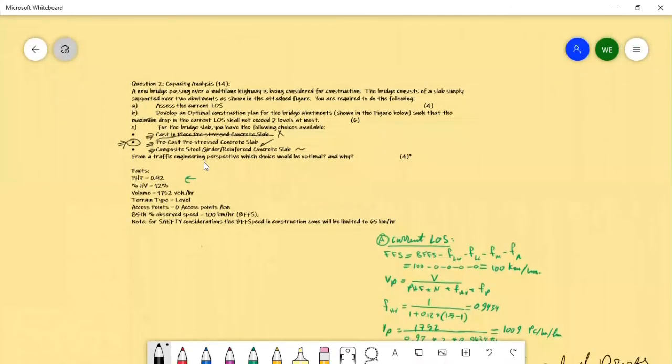Okay, by this example we are concluding our first module, and next week inshallah we are going to start on the second module, which is basically the geometric design of highways. Okay, I will stop here and see you inshallah next week.